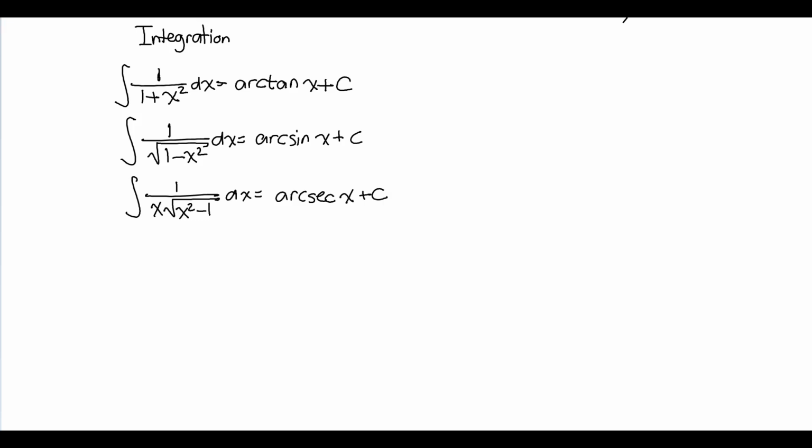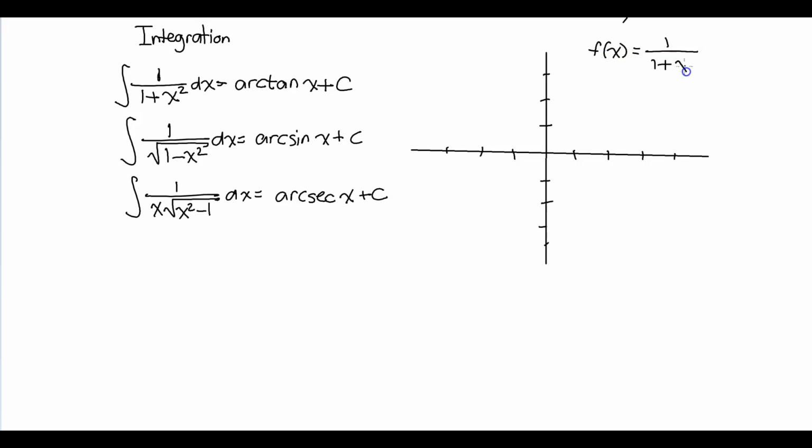So let's do a couple of practice problems. Let's say you want to find the area of the region under f of x equals 1 over 1 plus x squared from x equals -1 to 1. The graph basically looks like this, and we just want to find the area of this red region I'm highlighting here.